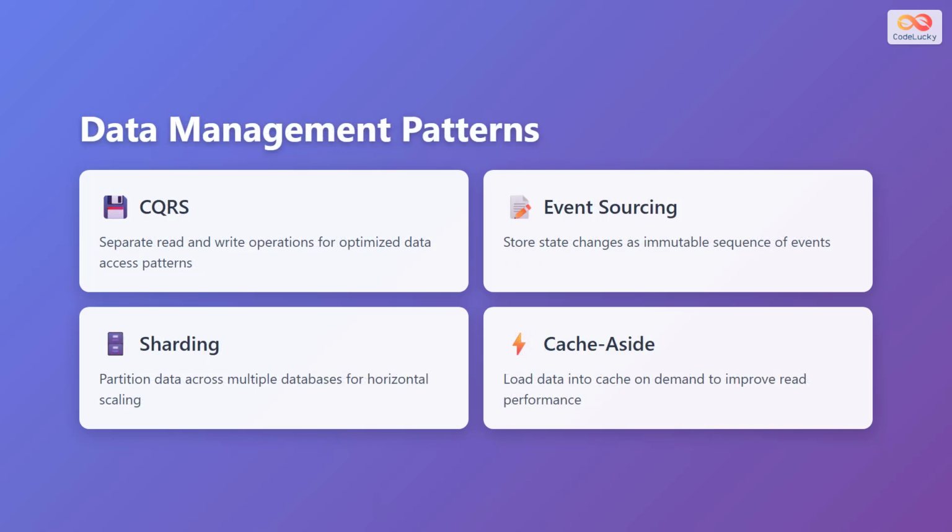Data management patterns optimize how you store and access information. Command Query Responsibility Segregation, or CQRS, separates read and write operations using distinct interfaces, allowing you to optimize each independently. Event sourcing stores state changes as an immutable sequence of events rather than just the current state, providing a complete audit trail. Sharding partitions your data across multiple databases for horizontal scaling, distributing the load. Cache-aside loads data into cache on demand, improving read performance by reducing database hits.